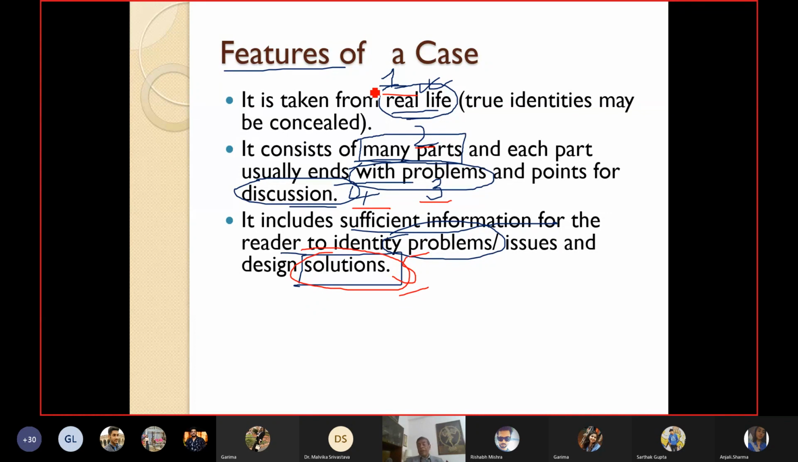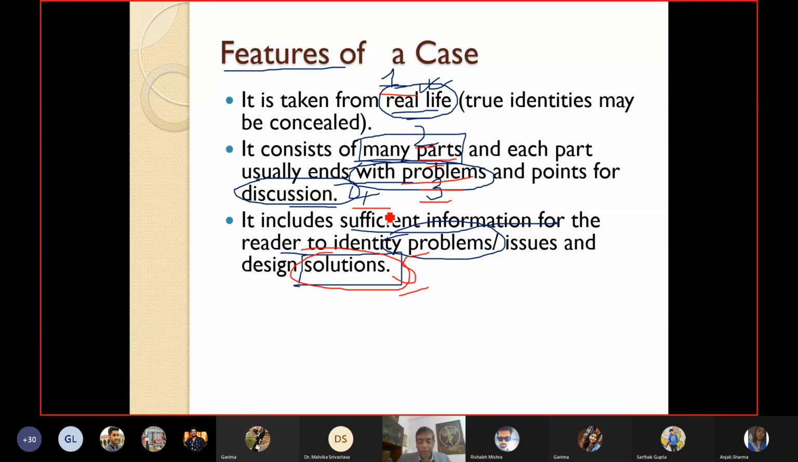So the earlier slide told me that a case is basically a real life situation which talks about complexities in an organization and also talks about factors which lead to success and failure of a company. But the features of a case, when you read through a case, you'll see a case is something which is live, real life. Something has happened. And it consists of many parts and it deals with problems. Each part has a problem and you need to find out, with discussions on the problems, an optimal solution. Those are the features of a case.